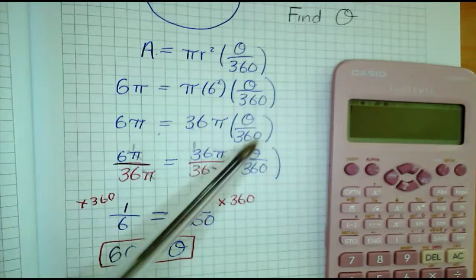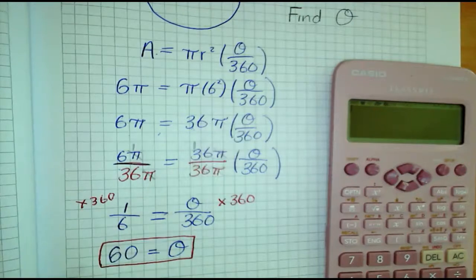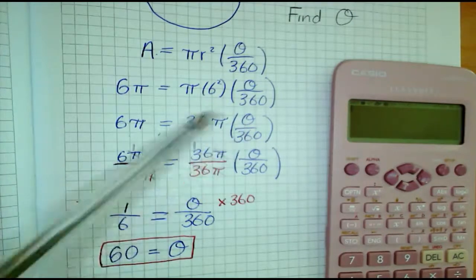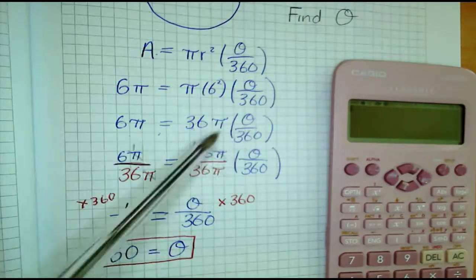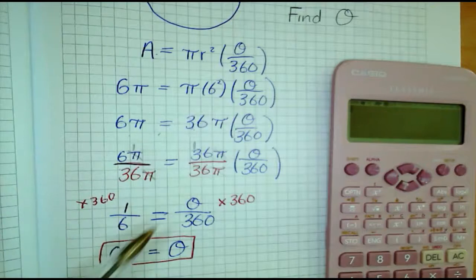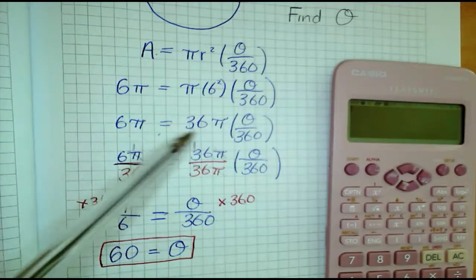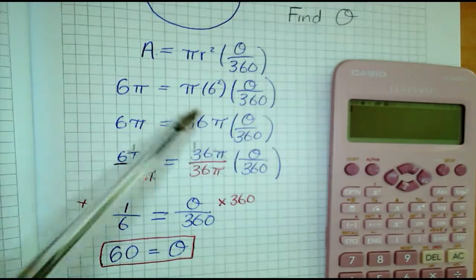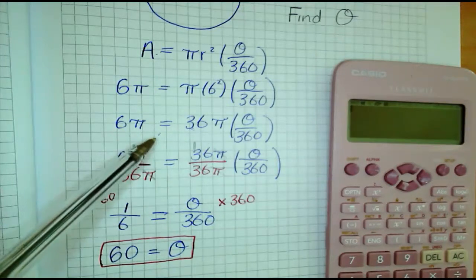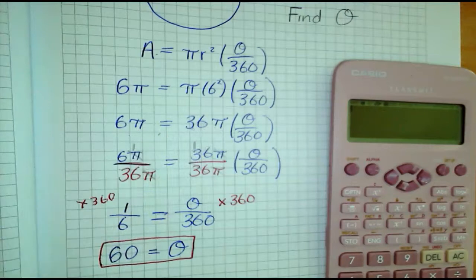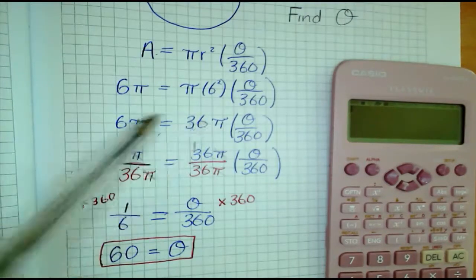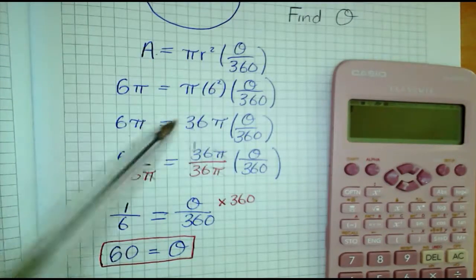I'm trying to manipulate this now to get theta on its own. So how can I get theta on its own? This 36 pi is being multiplied by theta over 360, so I want to get rid of it to get theta on its own. I'm going to divide both sides by 36 pi. The equal sign allows me to do that, but I have to do it to both sides to keep my equation equal.